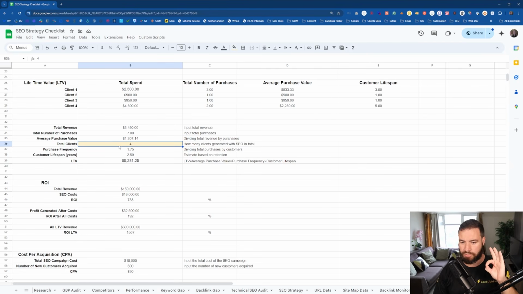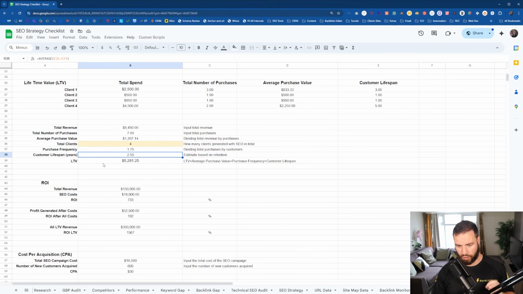All selling points. A lot of SEOs out there struggling to get work. I see it all the time in the chats. These are things that you need to talk about to make yourself different. So purchase frequency, again, worked out automatically. Lifetime average worked out automatically. And the LTV, the lifetime average, as you can see, here's the formula over here. Average purchases times by the purchase frequency times by the customer lifespan.